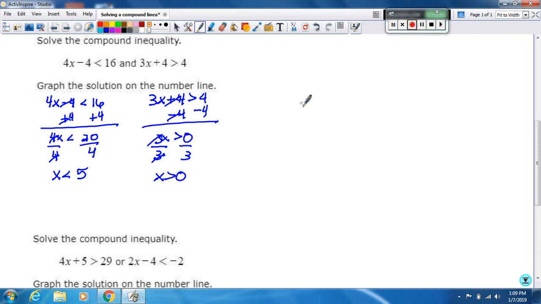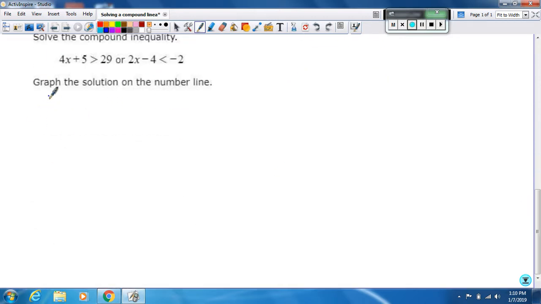So you've got two numbers. You have a 0 and a 5. So in the order they would appear on a number line, the 0 would be over here and the 5 would be over here. The 0's inequality is not underlined, so you want to just use an open circle. Neither is the 5, so you use an open circle for that. The word and means you connect them in the middle. And that one's finished.